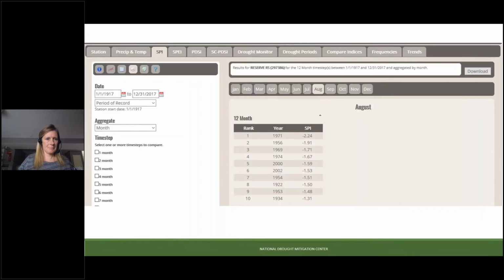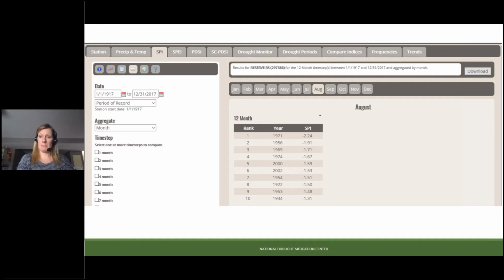What we also built in is the ability to look at the monthly rankings of these indices as well. So again, this is for the 12-month SPI. I pulled it up for August, and you can see again the most extreme SPI values that have occurred. And on the flip side, if you're interested in the wet occurrences, you can resort this by just clicking on that SPI column, and it will automatically take you to the top 10 wettest periods for this particular station as well.